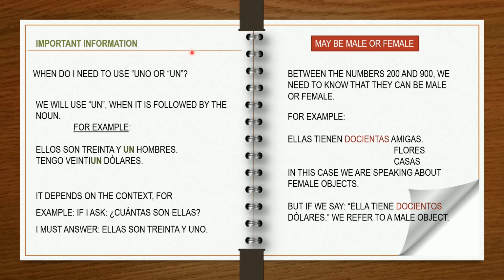And finally guys, we have some important information that will help you answer some of the questions that you probably have. So first, when do I need to use uno or un? The answer is really simple. We will use un when it is followed by the noun. For example, ellos son 31 hombres. In this case, hombres is going to be the noun, so we use un. Second example, tengo 21 dólares. In this case, dólares is the noun, so again, we use un.